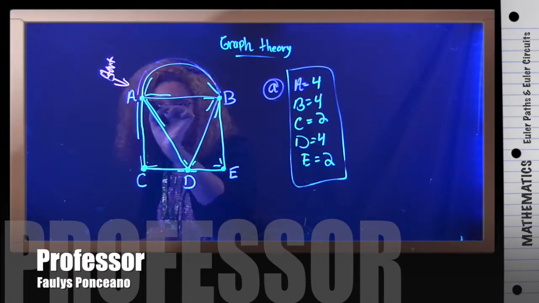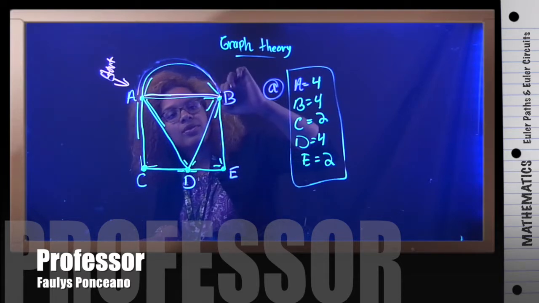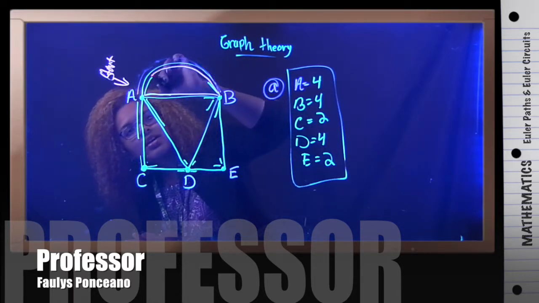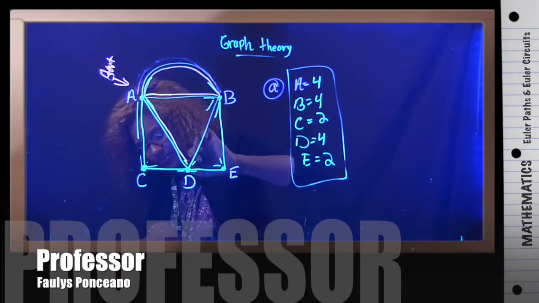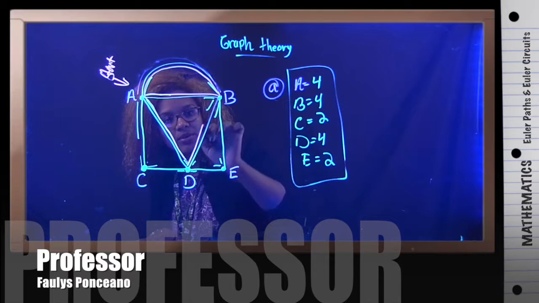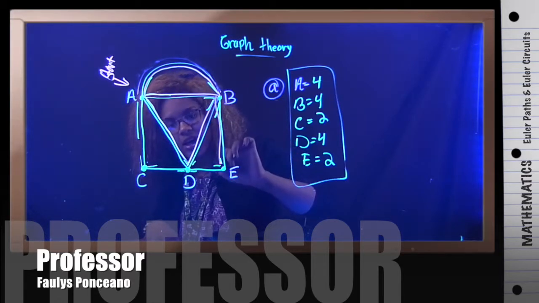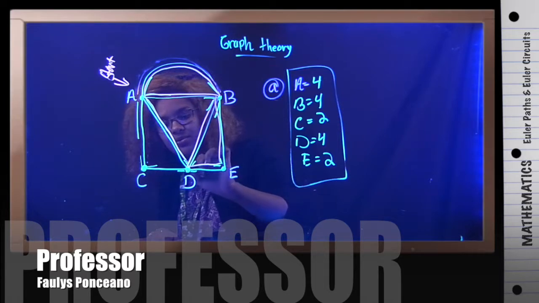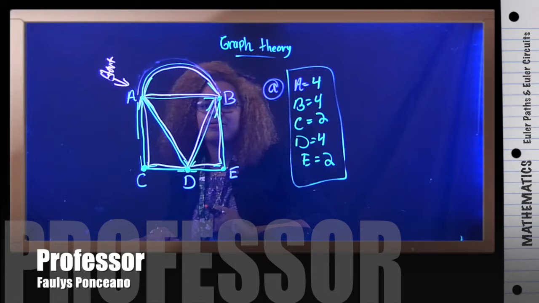So I go from A to B. Then I go back and I do this loop right here. And then I go to D. Go back to B. And then I go to E. And as you can see, I'm going to go to D, C, and I'm back where I started.